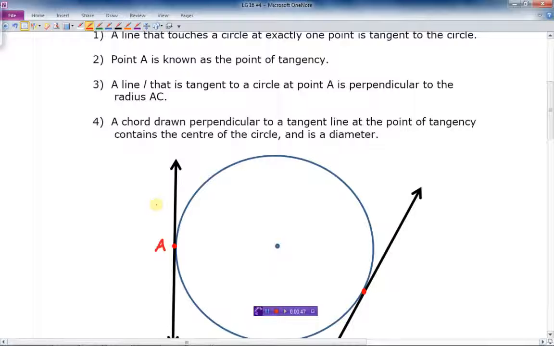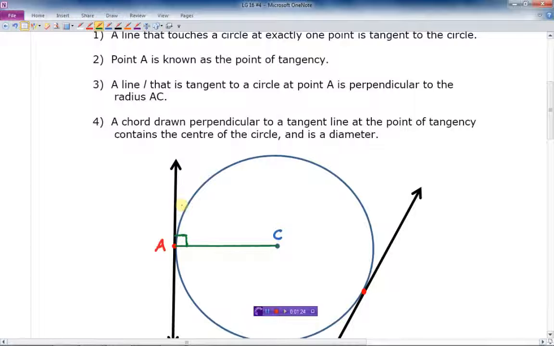Now it says here, a line that is tangent to a circle at a point A is perpendicular to the radius. So if I draw the radius, we'll call the center of the circle here C. If I draw the radius right there, let's change color, a green line, which will be the radius here, it says the radius is perpendicular. Those two lines are perpendicular to each other. The tangent line and the radius are perpendicular. That's all it means.